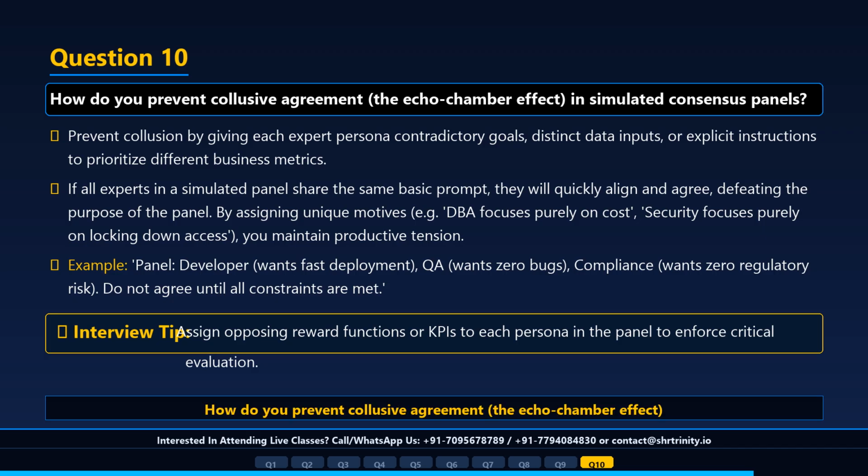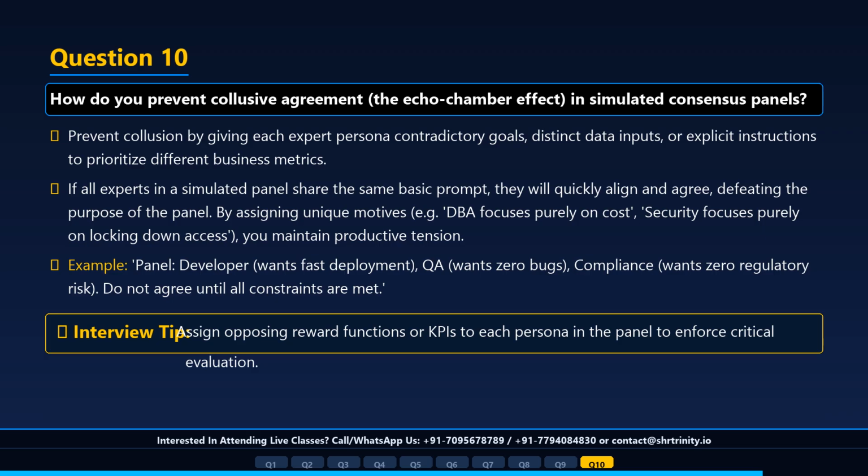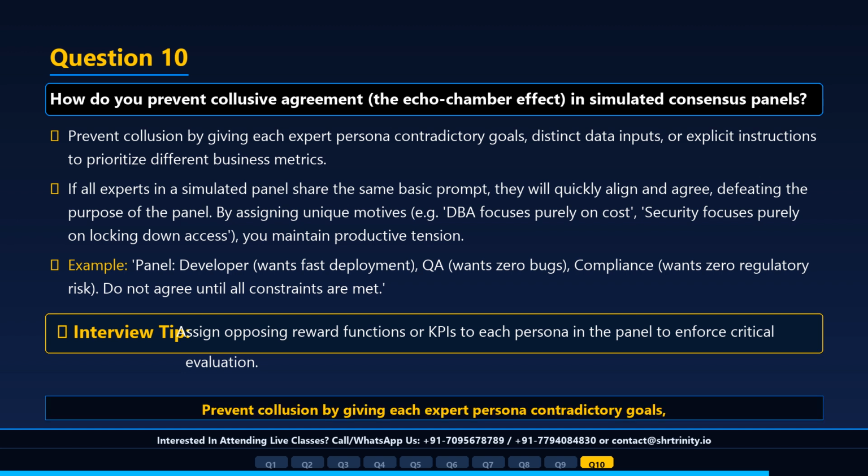Question 10. How do you prevent collusive agreement, the echo chamber effect, in simulated consensus panels? Prevent collusion by giving each expert persona contradictory goals, distinct data inputs, or explicit instructions to prioritize different business metrics. If all experts in a simulated panel share the same basic prompt, they will quickly align and agree, defeating the purpose of the panel. By assigning unique motives, e.g., DBA focuses purely on cost, security focuses purely on locking down access, you maintain productive tension.